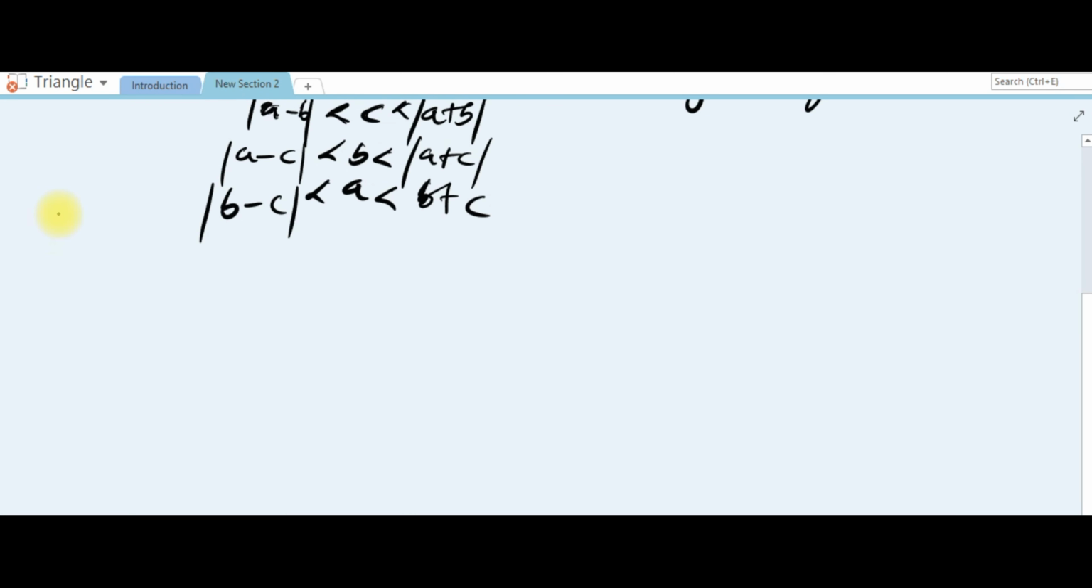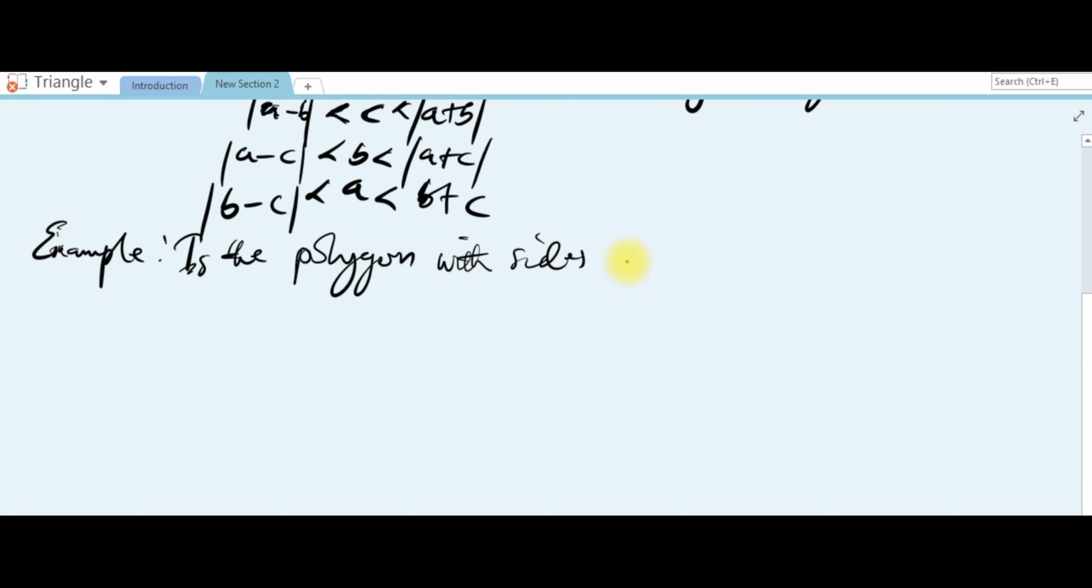So, example: if you ask, is the polygon with sides 3, 6, and 10 a triangle? So we are asked if this polygon with sides 3, 6, and 10 is a triangle.